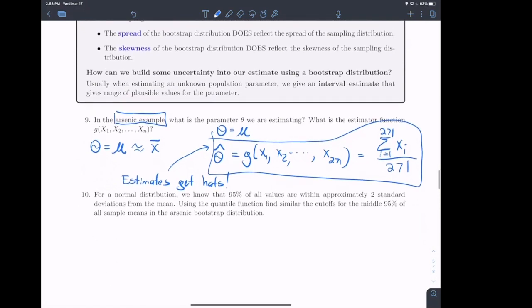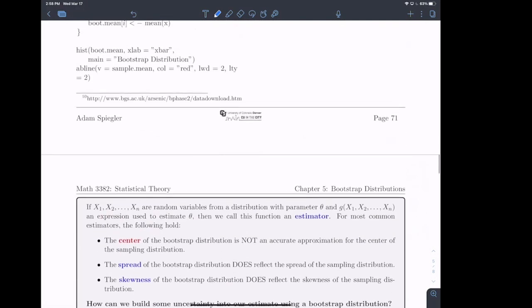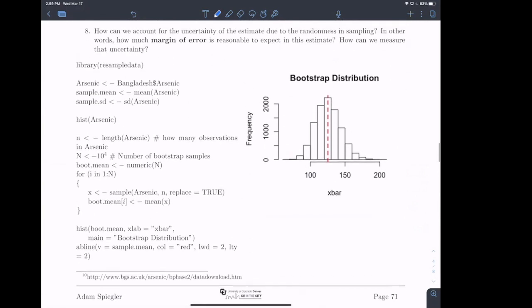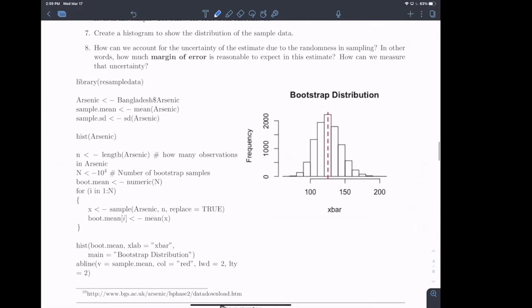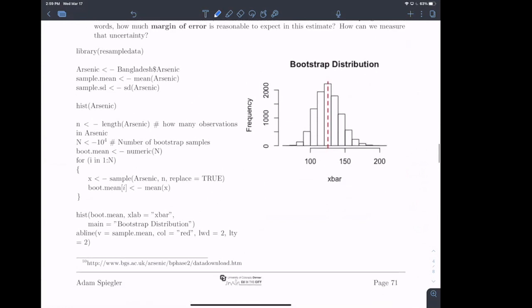So in the previous example, this arsenic one, we found an estimate for the bootstrap standard error, at least I did. That was what I got when I took the standard deviation of the distribution, boot mean. So we would put an angled hat over that because it's an estimate for the standard error.